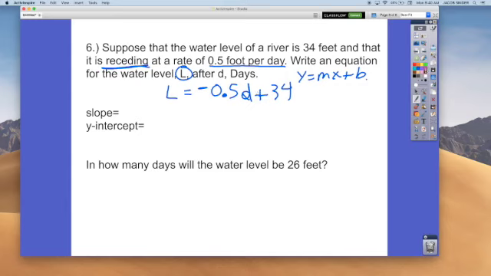Okay, so let's fill out our slope and y-intercept here. Our slope is that it's dropping. It's at negative 0.5, drop per day. And our y-intercept is 34. We can put that as our starting level.